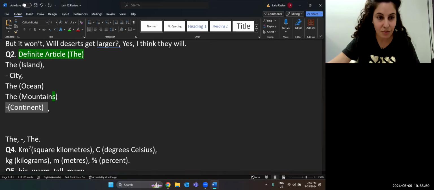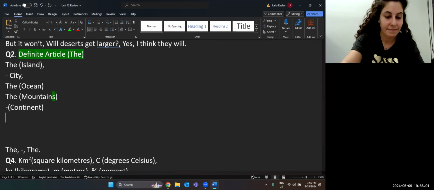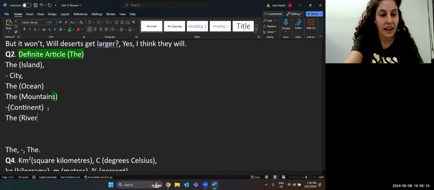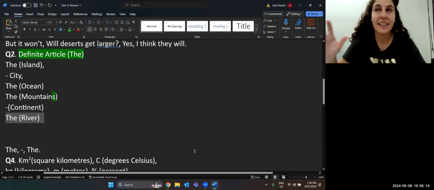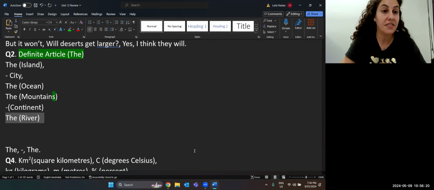The Yangtze River. So when we talk about a river, we do need to say the. So it could be the Amazon River, the River Nile. Any river that I want to talk about, I need to say its correct name with the definite article. I need to say the and then river.